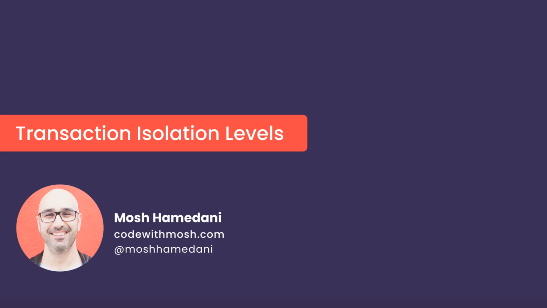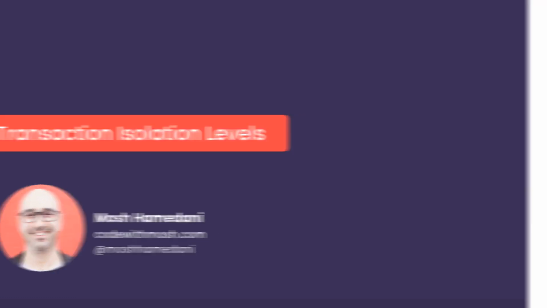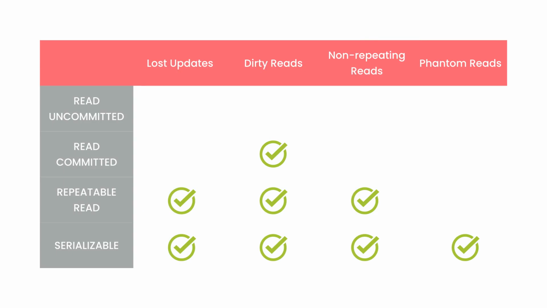In the last lecture, you learned about common concurrency problems and how we can prevent them using standard transaction isolation levels. In this lecture, we're going to review these isolation levels one more time, and I will summarize everything for you in a way that you can easily remember. Let's start by reviewing the concurrency problems.